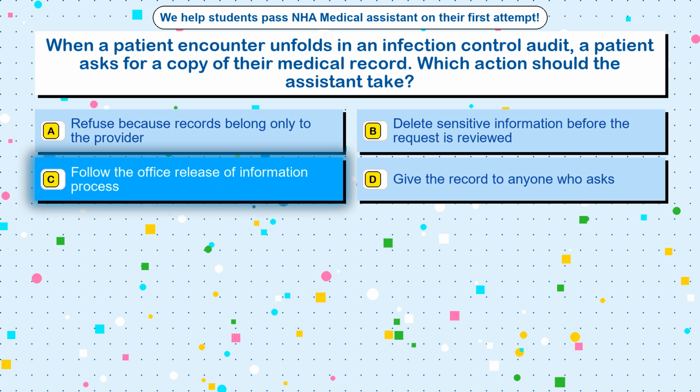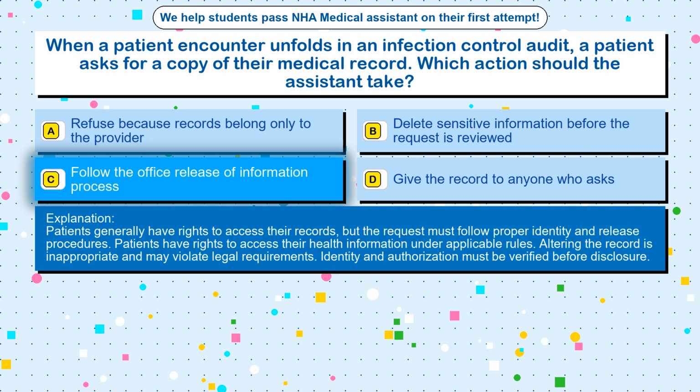The correct answer is option C. Follow the office release of information process. Patients generally have rights to access their records, but the request must follow proper identity and release procedures. Patients have rights to access their health information under applicable rules. Altering the record is inappropriate and may violate legal requirements. Identity and authorization must be verified before disclosure.